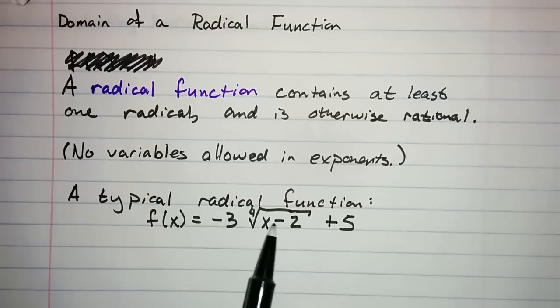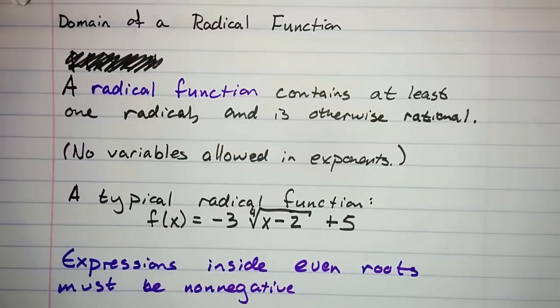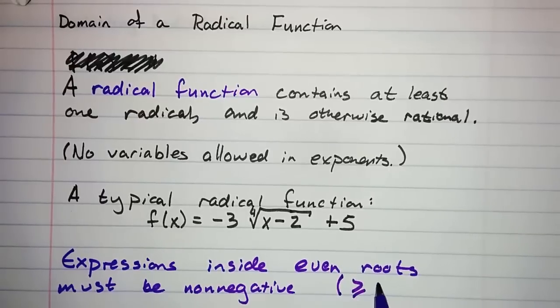A number times a radical expression plus or minus another number is a pretty typical radical function. When will we be in the domain of a radical function? Well, the only rule that we have to follow for the sake of the radical is expressions inside even roots must be non-negative. Non-negative, what does that mean? It means positive or zero.